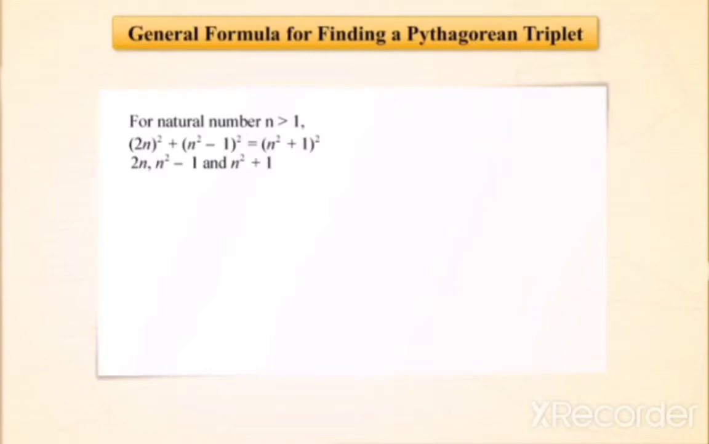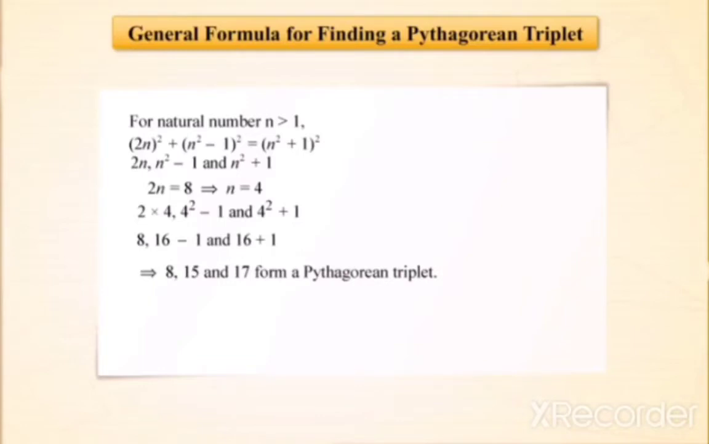Let us use this formula to find a Pythagorean triplet in which one number is 8. Consider 2n is equal to 8, which implies that n is equal to 4. Therefore, the numbers in the triplet are 2 into 4, 4 square minus 1, and 4 square plus 1. On simplification, you get the numbers 8, 15, and 17, which form a Pythagorean triplet.